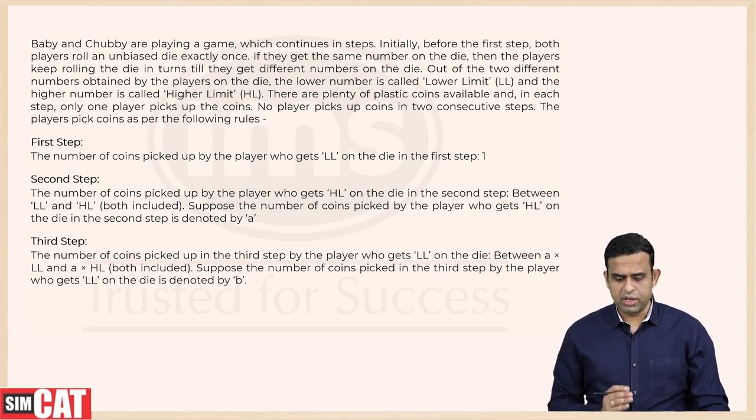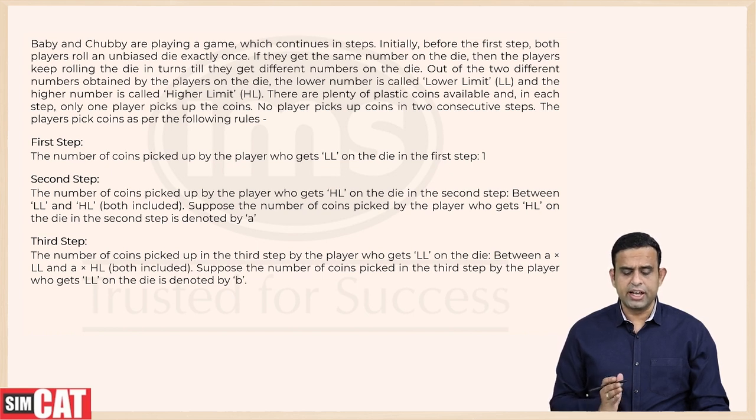If they get the same number on the die, then the players keep rolling the die in turns till they get a different number on the die. Out of the two different numbers obtained by the players on the die, the lower number is known as the lower limit LL and the higher number is known as the higher limit or HL.